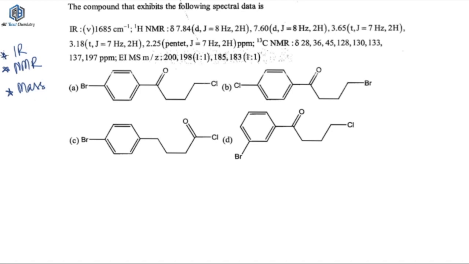It was a good question, first of all, and it was asked in a way that you have to tell which of these four options has the following spectral data. This is one of the questions which you will get in all CSIR NET exams. So let's start with it. I'll tell you how you can approach the correct answer.